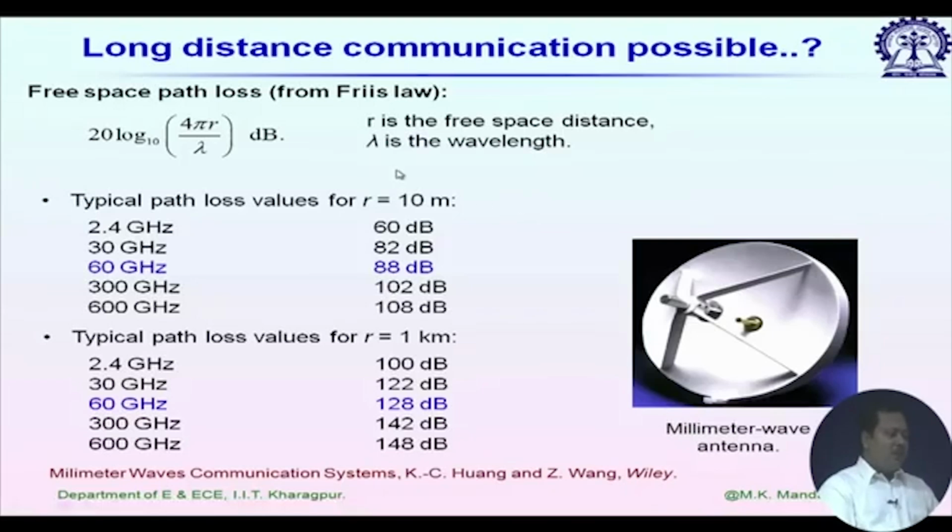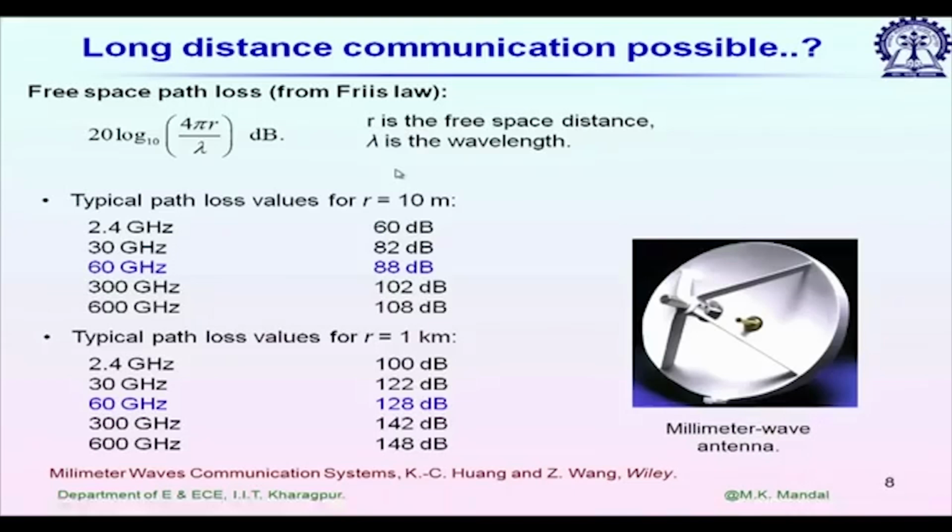So, we actually have one formula, we call it Friis law, by which we can calculate the free space path loss at different frequency range. So, free space path loss can be given by 20 log base 10 of 4 pi r by lambda in decibel, where r is the free space distance, lambda is the wavelength. So, in this expression we are not considering any atmospheric effect, this is just due to the increasing distance between transmitter and receiver. So, why does this loss increase with distance?